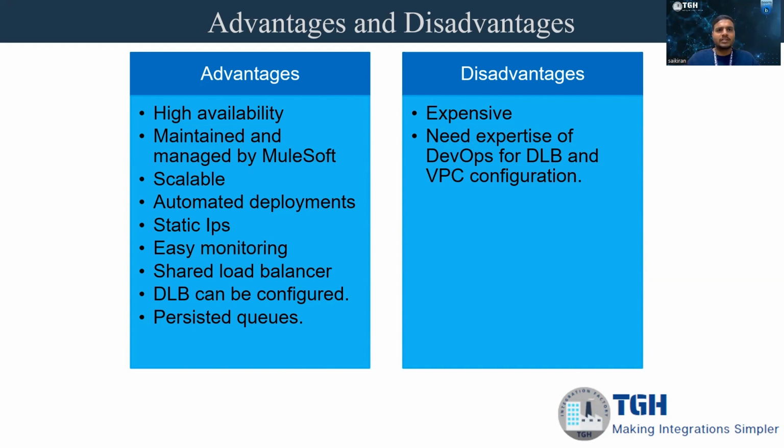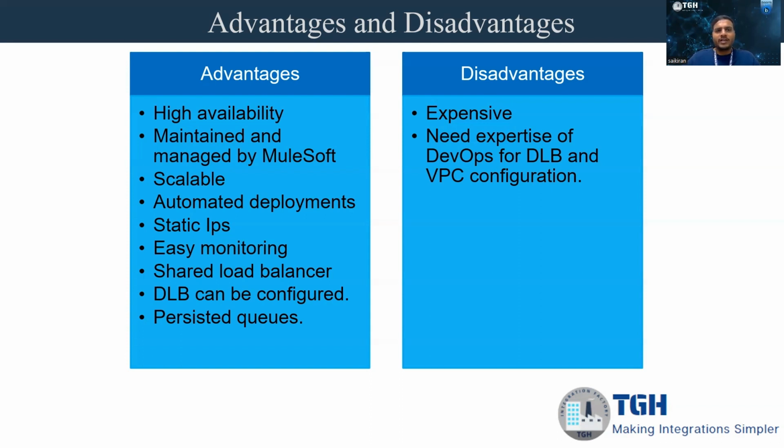So CloudHub offers a free shared load balancer, which will distribute the load across the different workers and vCores. But when it comes to the shared load balancer, we have a rate limiting policy. MuleSoft will decide the rate limiting depending upon the region. But if we want to avoid those implications, we can go for a dedicated load balancer. And persistent queues are also available within CloudHub to avoid message loss and data loss.